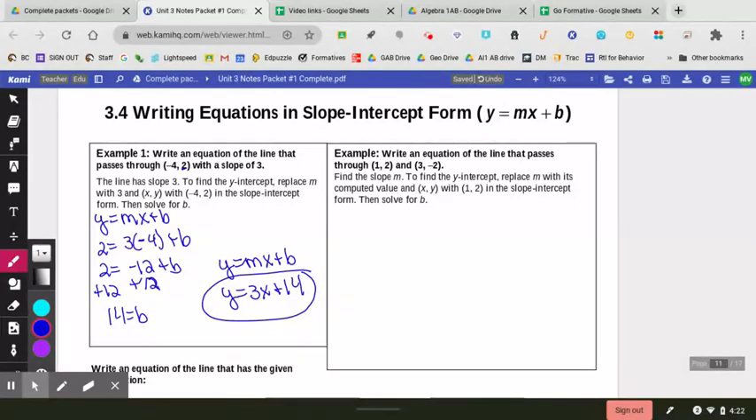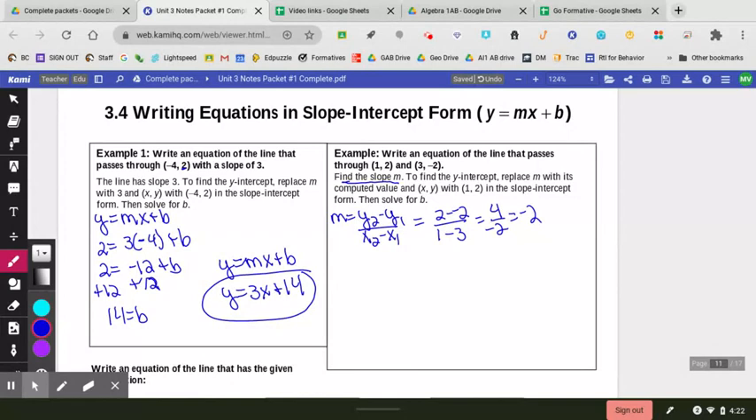Now, if we want to write an equation that passes through 2 points, (1, 2) and (3, -2), the first thing we need to do is find the slope. So to find the slope, we use our equation y2 minus y1 over x2 minus x1. So I am going to do 2 minus -2 over 1 minus 3, which gives me 4 over -2, or -2. Now, for the rest of the problem, we can do it with either point. I'm choosing to do it with (1, 2), but you can do it with either point.